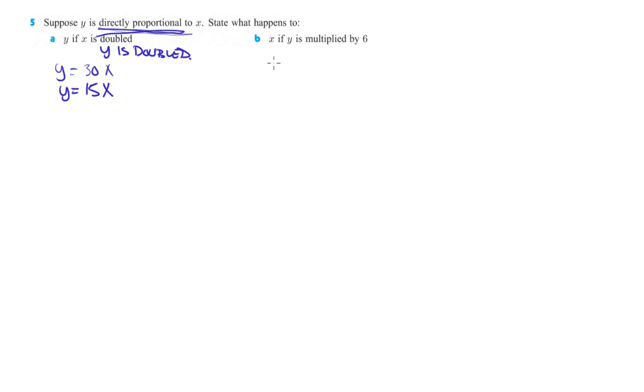Okay, so again, we can take the same idea. We started with Y equals 15X. What happens to X if Y is multiplied by 6? So if we do 6 times the Y, it's going to equal 15 times what? Times the X. So if you multiply this side by 6, guess what? We got to multiply this side by 6. So what happens to X if Y is multiplied by 6? X is multiplied by 6 as well.